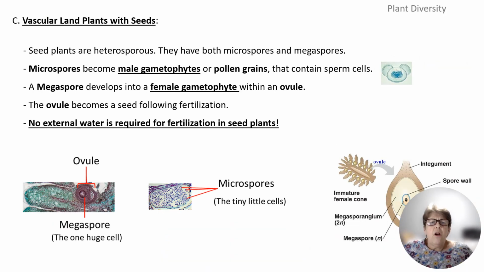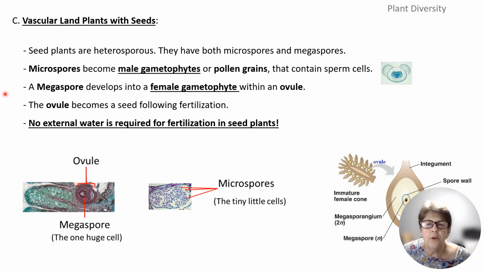The seed plants are heterosporous. Hetero means other, right? Or two. And sporus is spores. This means they have two types of spores, both microspores and megaspores. So a microspore is the male gametophyte, the smaller one. And these are the pollen grains, and the pollen grains contain the sperm cells. Look, some of them actually look like little Mickey Mouses. And the pollen grain, that's pollen, and then the sperm cells are going to be in there.